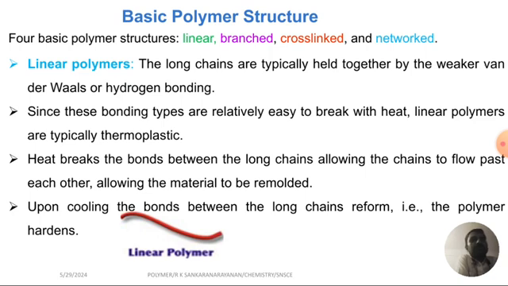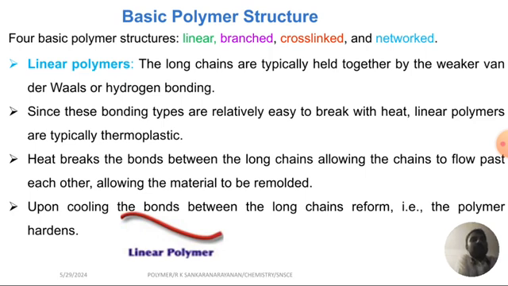In this case, 4 structures have been finalized in these basic structure concepts. One is linear, branched, cross-linked and network. These 4 structures are the basic structures in the case of polymer-based synthesis.